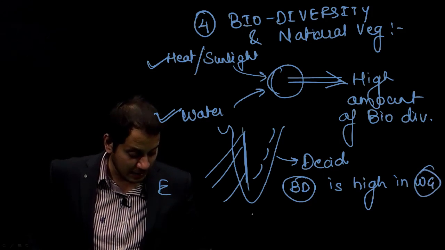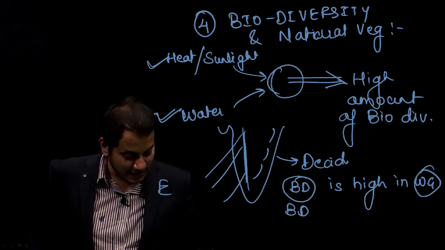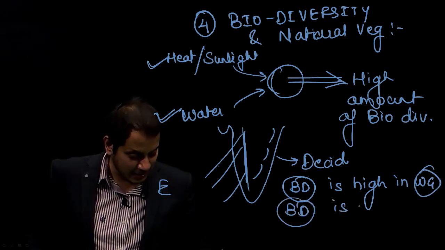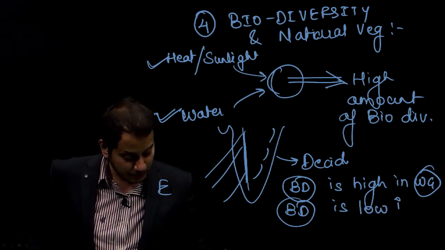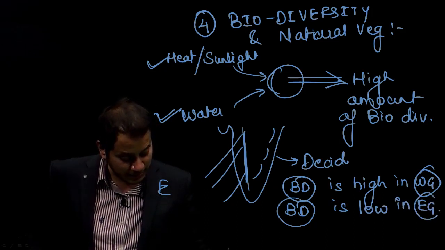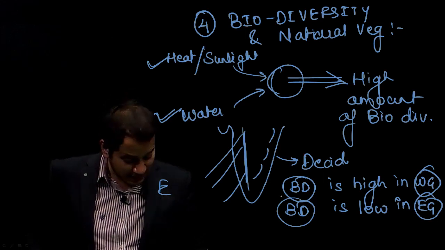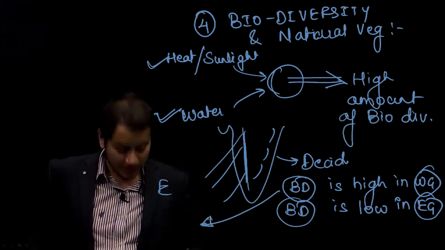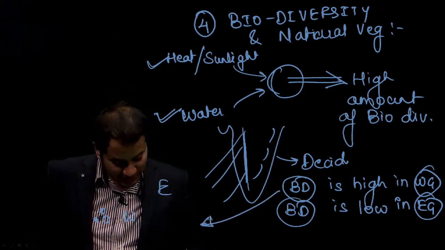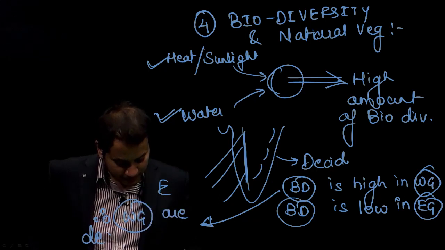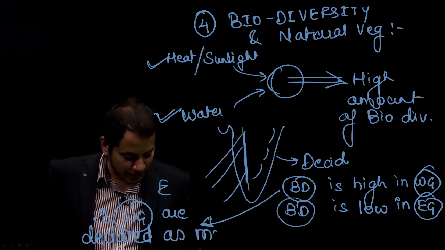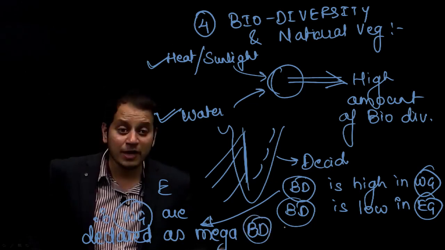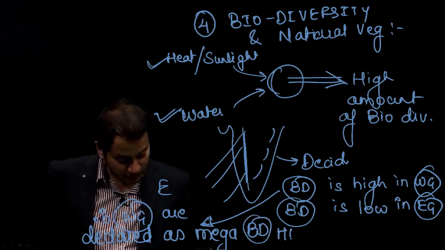Biodiversity is high in the Western Ghats and low in the Eastern Ghats. And because the biodiversity is high in the Western Ghats, the Western Ghats are declared as mega biodiverse hotspots of the world.